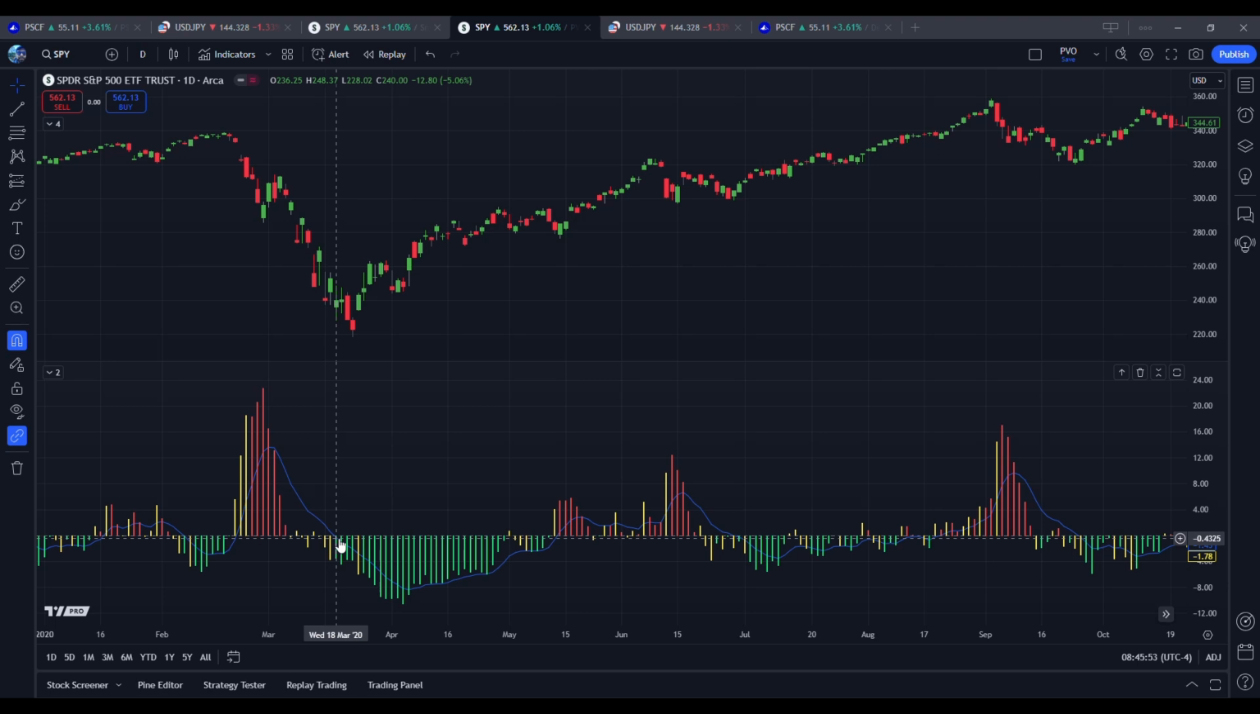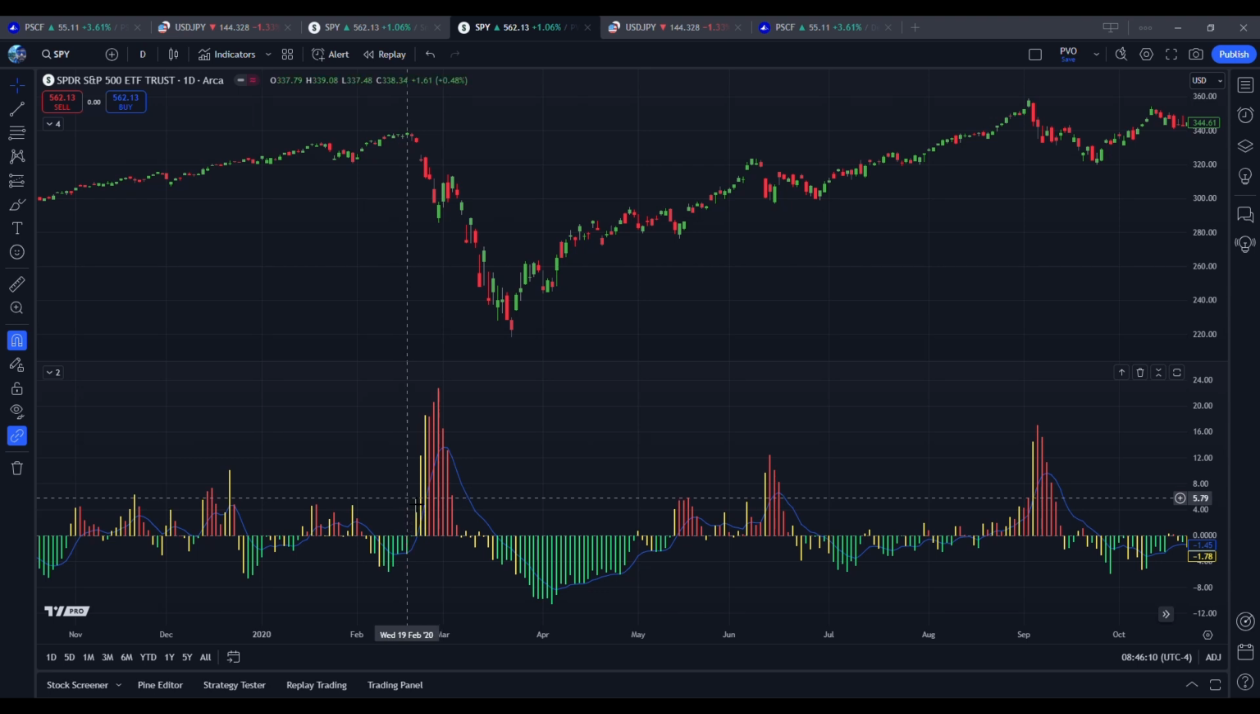March 18th here would have been when it was telling you it was okay to get back in. And while that wasn't the exact bottom, this wouldn't have been the worst time in the world to buy. So we're not trying to cherry pick tops and bottoms here. This is going to be looking for general trends on whether there's more or less relative energy and relative buying and selling in the market compared to where we are now.